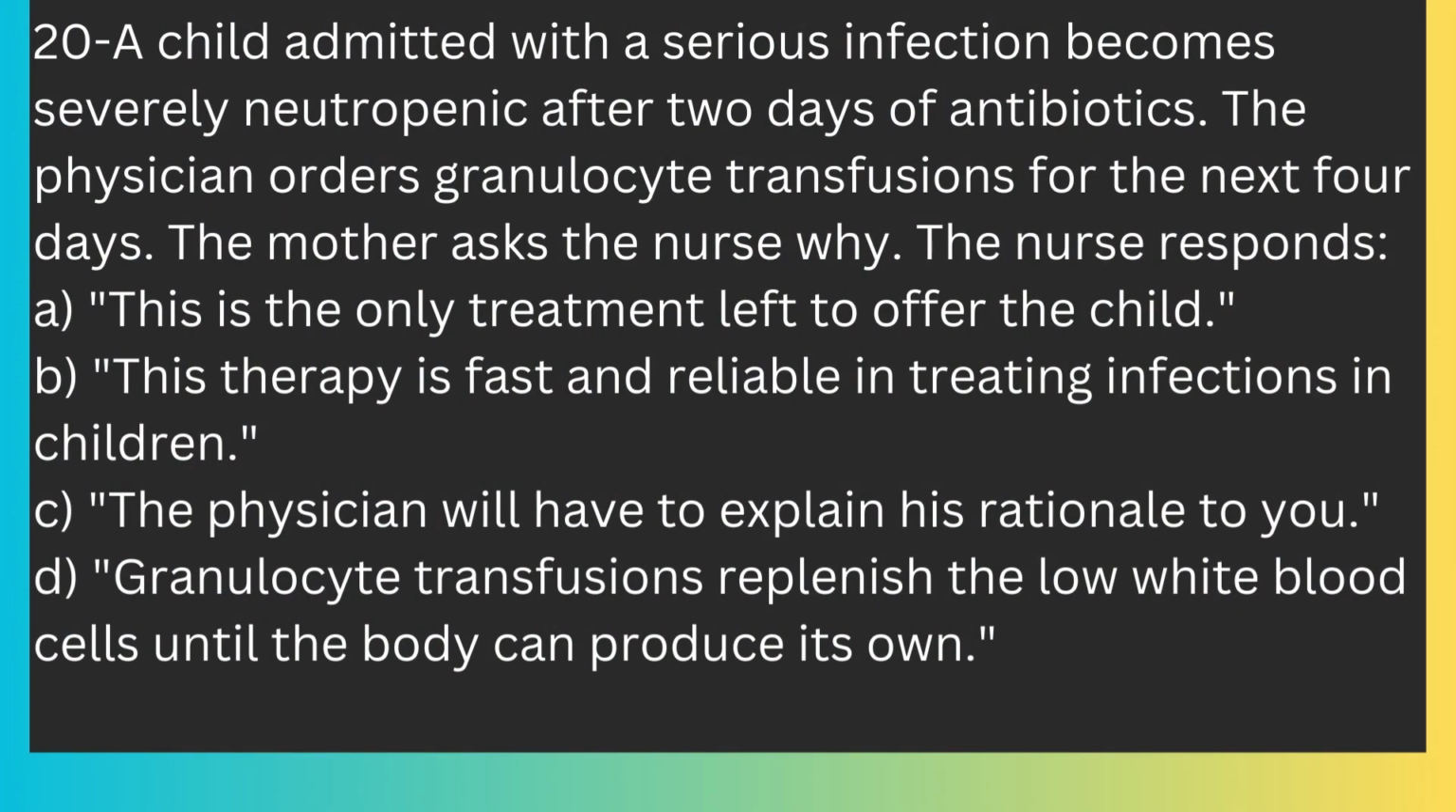Question number 20. A child admitted with a serious infection becomes severely neutropenic after 2 days of antibiotics. The physician ordered granulocyte transfusions for the next 4 days. The mother asks the nurse why. The nurse responds, A. This is the only treatment left to offer the child. B. This therapy is fast and reliable in treating infections in children. C. The physician will have to explain his rationale to you. D. Granulocyte transfusions replenish the low white blood cells until the body can produce its own.